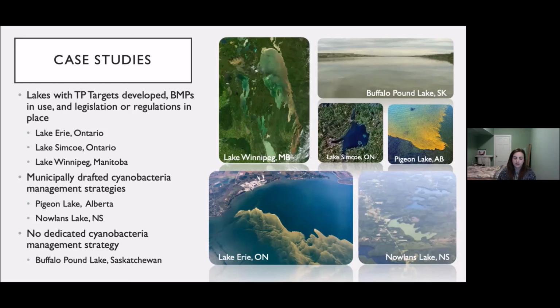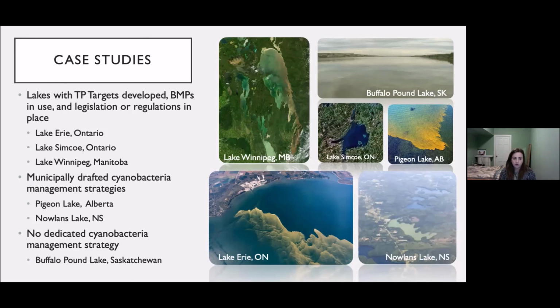So my case studies. I split my case studies into 3 categories. The first one is lakes that are actively managed, that have total phosphorus load targets developed. BMP use is either promoted, incentivized, or mandatory for some within the affected watersheds, and they have legislation and regulations in place in order to protect water quality and reduce phosphorus loading into the lake. So that's Lake Erie in Ontario, Lake Simcoe in Ontario, and Lake Winnipeg in Manitoba.